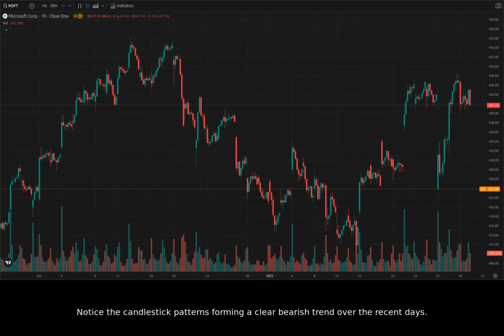Notice the candlestick patterns forming a clear bearish trend over the recent days. However, there are some signs of reversal patterns developing, indicating a potential bounce back. The short-term outlook might still be bearish due to the volume and price movements.